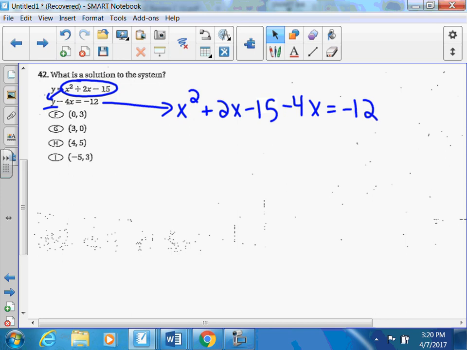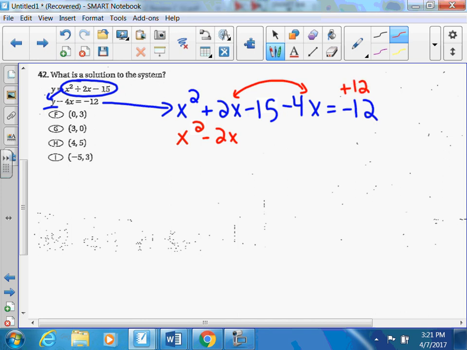And now to solve the quadratic equation, we have to get everything on the same side. So we have x squared. Combine the 2x and the negative 4x. Combine these together. They're on the same side. So that'd be negative 2x. And then we're going to move the 12 to the left side, so we have to add 12. And we add 12 here. And positive 12 minus 15 is negative 3. And that equals 0.